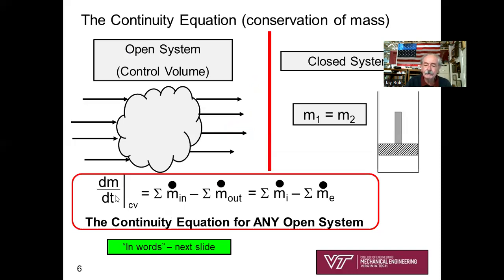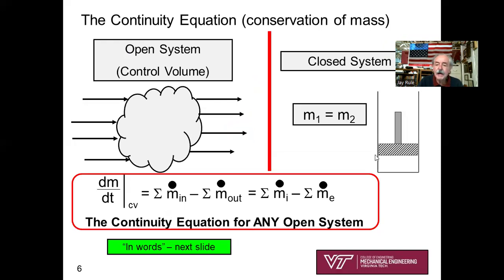Let's remind ourselves, what's the continuity equation for a closed system from chapters 1 and 2? Closed system, the old piston and cylinder. A statement of the continuity equation for this piston and cylinder is that M1 equals M2. The mass is constant, so whatever state you go through, 1 to 2, the mass is constant. That's a statement of the continuity equation for a closed system.